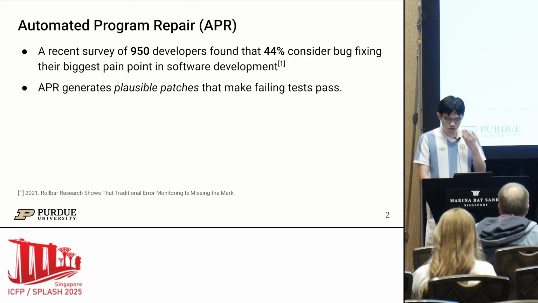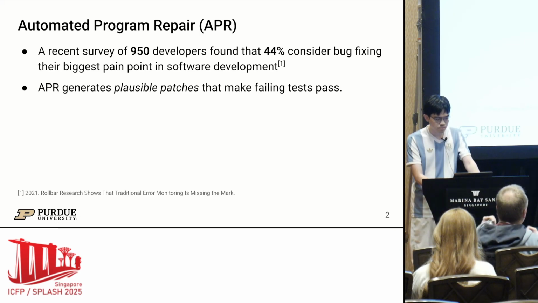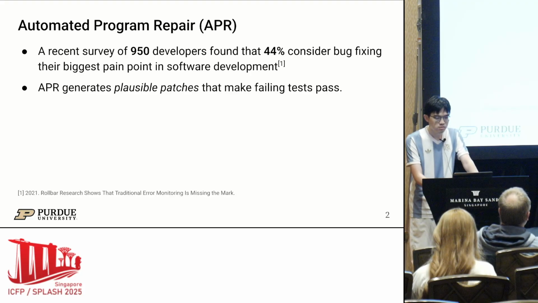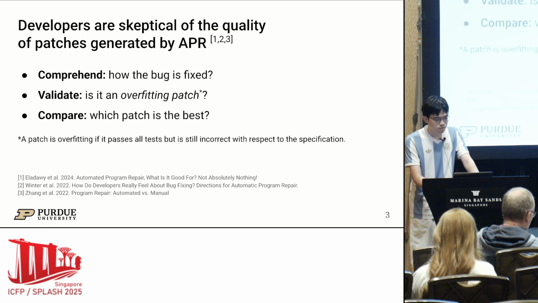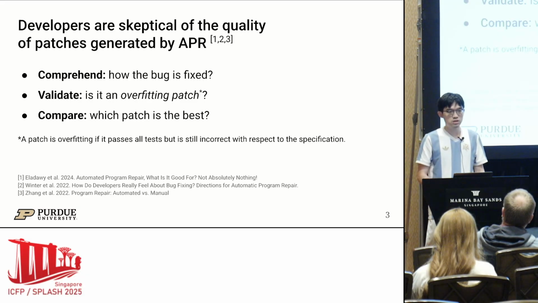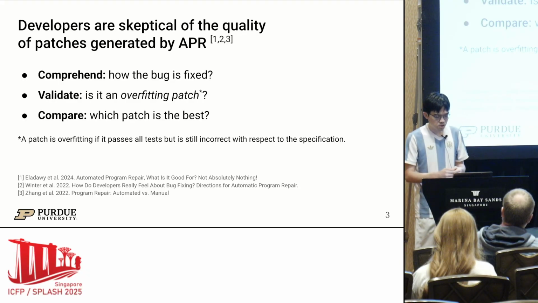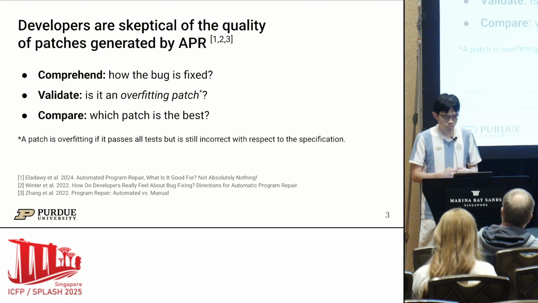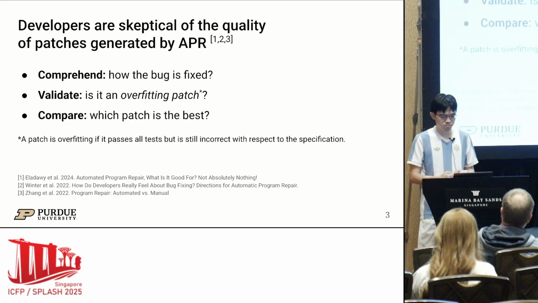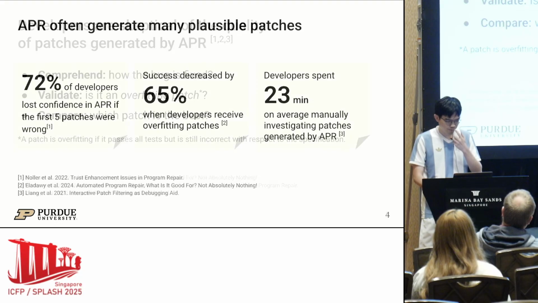Automated program repair, or APR, helps developers fix bugs by automatically generating patches that make failing tests pass. However, developers are still skeptical about the quality of APR patches. They need to understand how the bug is fixed, validate whether a patch is overfitting, and compare multiple patch candidates. An overfitting patch may make all tests pass by chance, but it does not truly address the root cause of the bug.